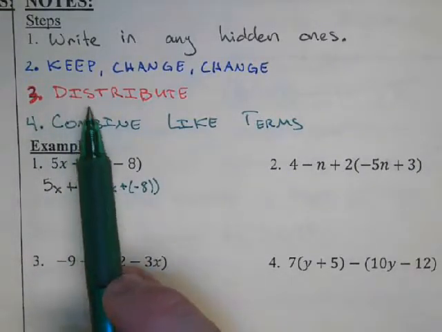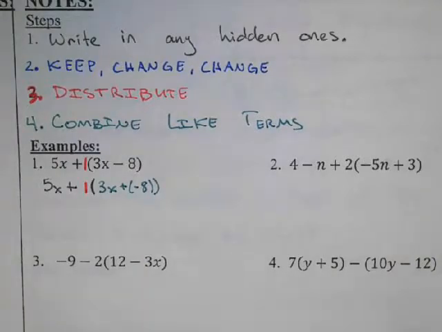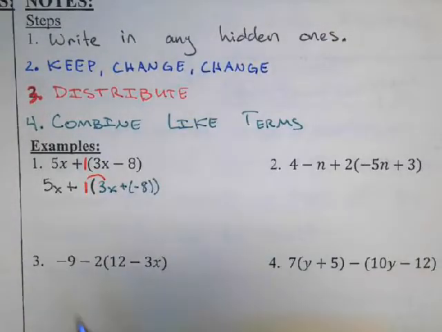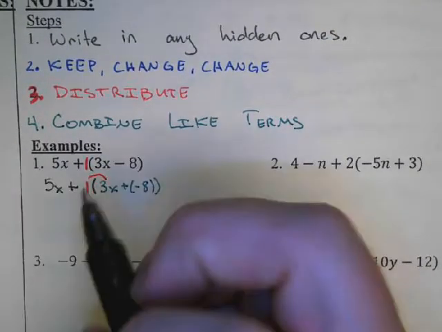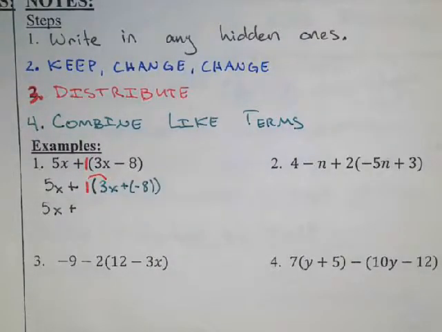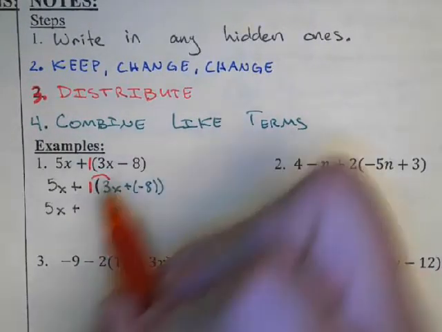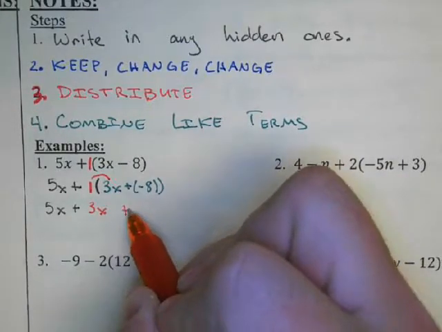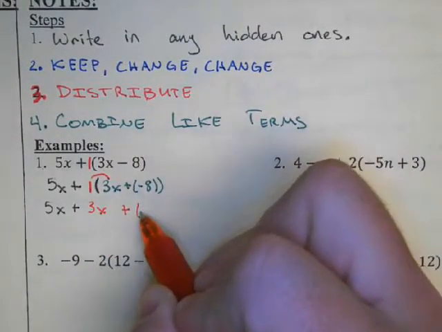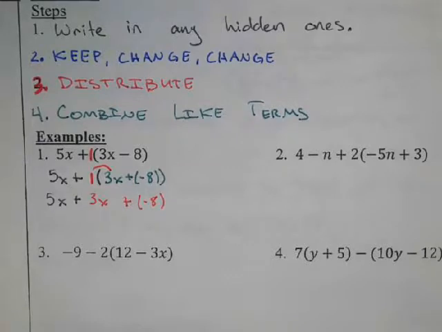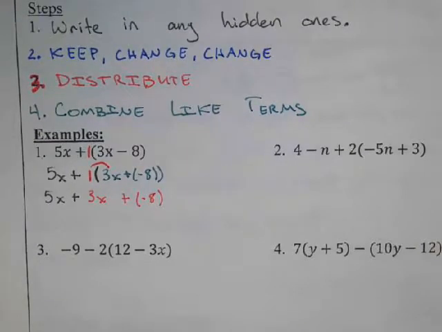Now step 3 is our distribute. So I'm going to distribute this 1 out front. So it's 1 times 3x. So let me go ahead and write what I haven't used. 5x, bring my plus sign down. Now we'll distribute. 1 times 3x is 3x. Bring this plus sign down. And then 1 times negative 8 is negative 8. There we go. Okay, so now I need to combine my like terms.